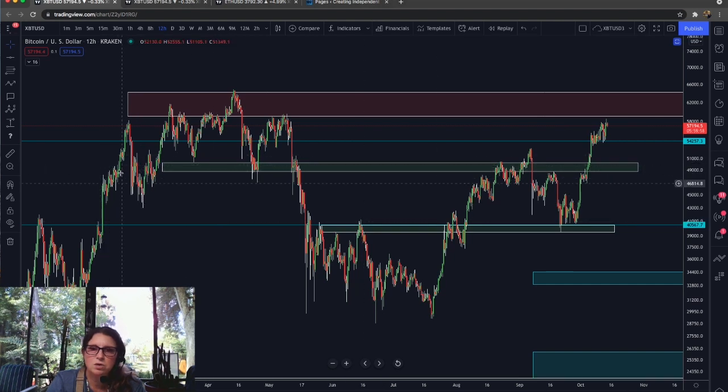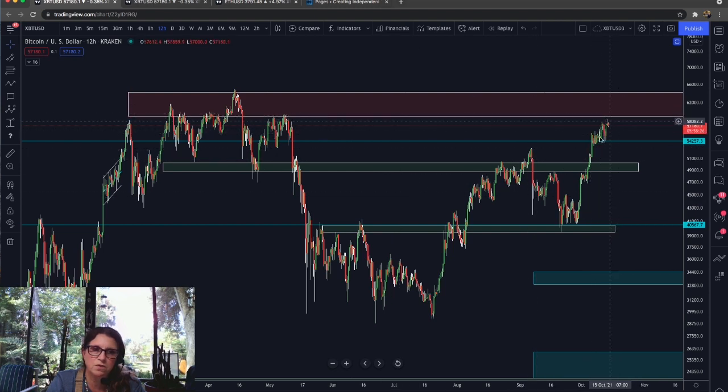See this correction right here where we were channeling, making higher highs and higher lows? And I don't have that channel perfect, but you get the idea here. We were correcting, but we were making higher lows and higher highs, and then we broke out.